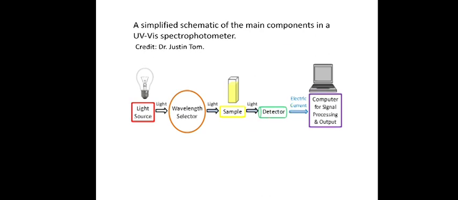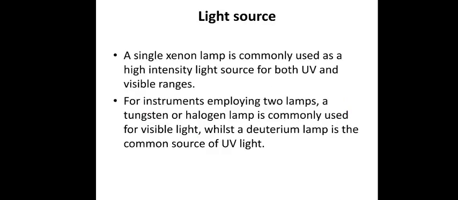So this is the simple construction of a UV-Vis spectrophotometer, and based on the type of chemical you are analyzing, you can select UV or visible. Now for the light source, usually a xenon lamp is used, because you can get high intensity light for both the UV and visible ranges.